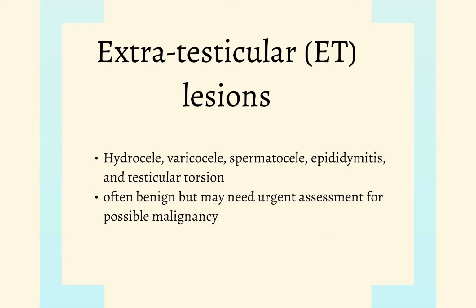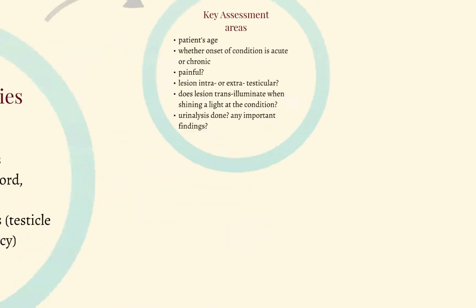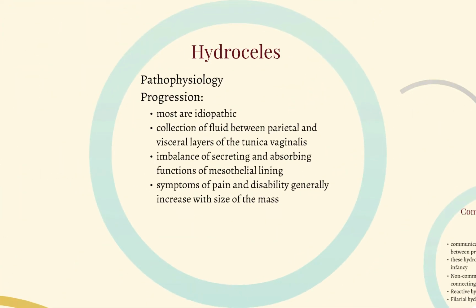So with the basics covered, let's start with extratesticular lesions. Common extratesticular lesions are hydrocele, varicocele, spermatocele, epididymitis, and testicular torsion. While these conditions are often benign, they may need urgent assessment. Our first scrotal condition will be hydrocele.